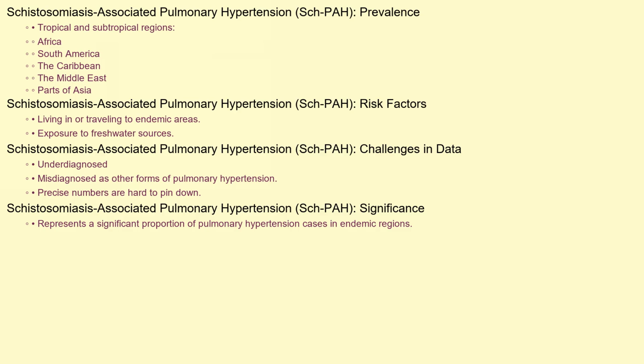Schistosomiasis is prevalent in many tropical and subtropical regions, particularly in Africa, South America, the Caribbean, the Middle East, and parts of Asia. Therefore, SHPH is most commonly seen in individuals who live in or have traveled to these endemic areas and have been exposed to freshwater sources. Precise numbers are hard to pin down, as SHPH often goes undiagnosed or is misdiagnosed as other forms of pulmonary hypertension. However, in endemic regions, it represents a significant proportion of pulmonary hypertension cases.